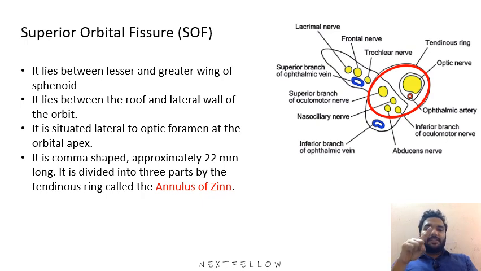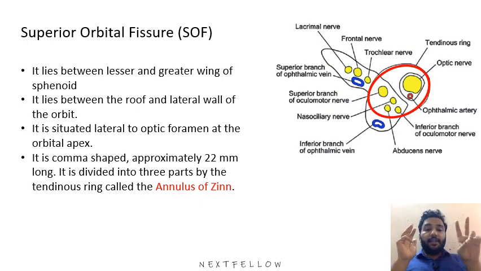Only these structures will be involved: the third nerve, then the fourth nerve, and then the fifth nerve, particularly the ophthalmic branch, and then the sixth nerve. These are 3, 4, 5, 6. In the fifth also, it will be only the ophthalmic division. So that's very important to differentiate. And the optic nerve is not involved.